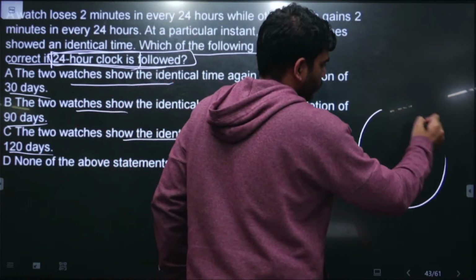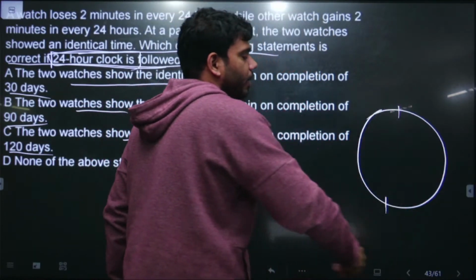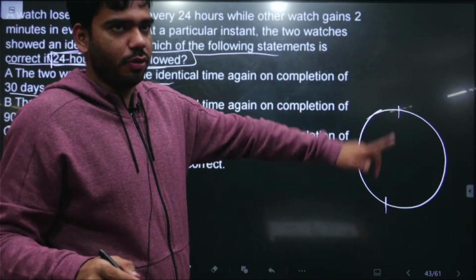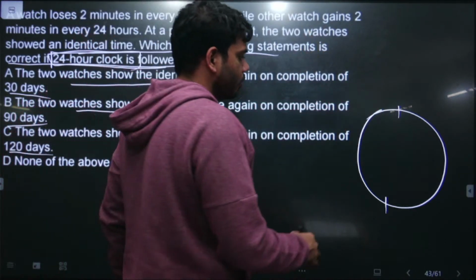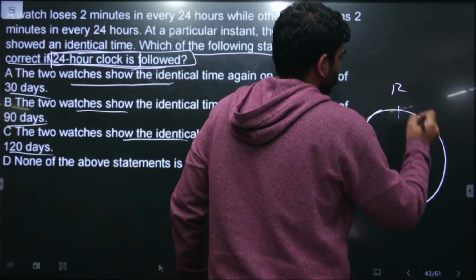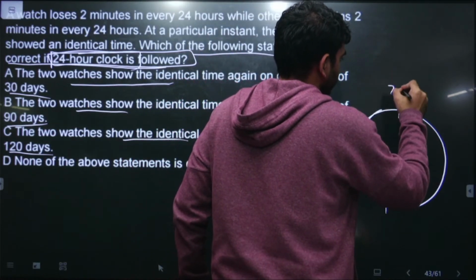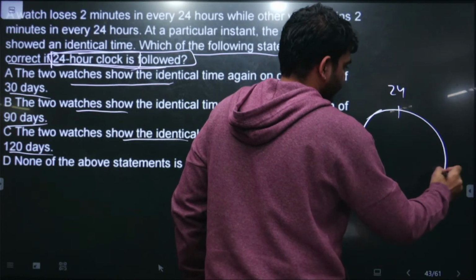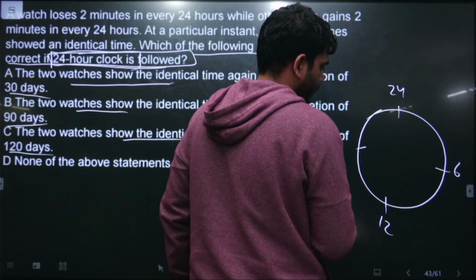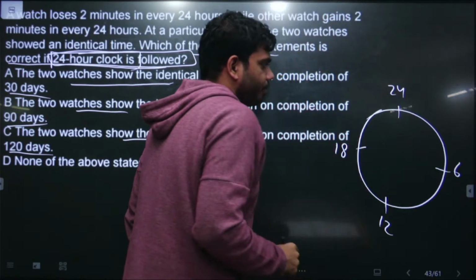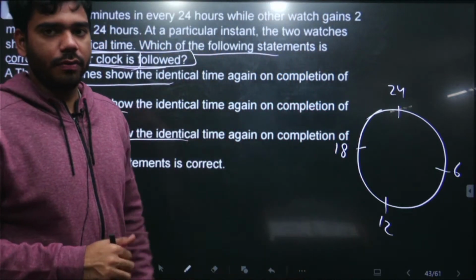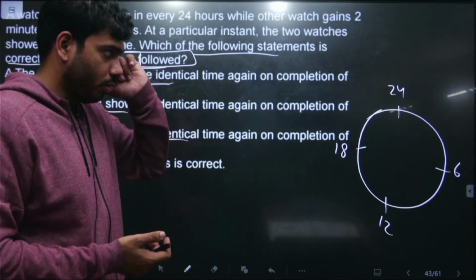A 24-hour clock looks like this. In one complete revolution of this clock, there will be 24 hours. In a normal clock there are 12 hours. In this clock there will be 24 hours. So this is 12, this becomes 24, this becomes 12. This will be 6 and this will be 18. So this is how a 24-hour clock will look like.